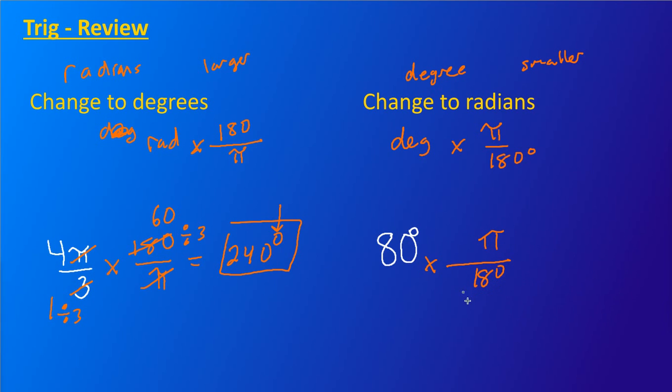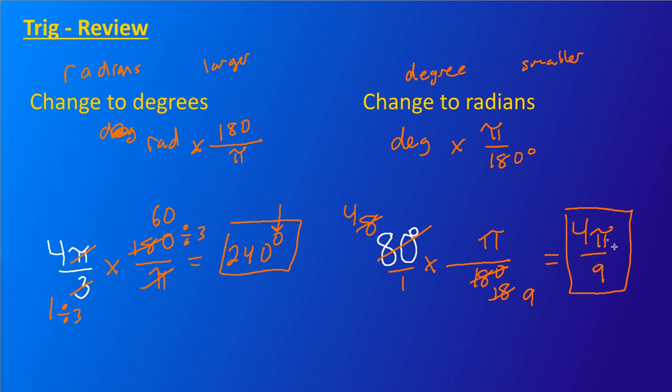And now I'm going to do a series of cross-canceling. So first of all, that'll be over 1. I see that both of these are divisible by 10, so I'll do that first. I'll divide those both by 10. I get 8, and I get 18. And now I compare the 8 and the 18, and I see that I could divide those both by 2. So I'll go ahead and do that. Divide by 2, divide by 2. And now 4 and 9 have no common factors, so I can't cross-cancel them any further. So top times top, 4 pi, and bottom times bottom, 9. So this is 80 degrees in radians.